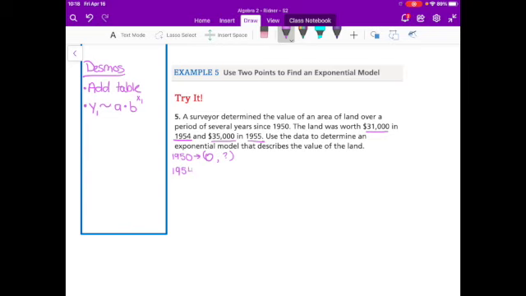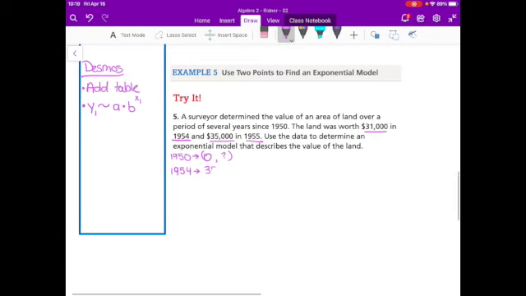But that means that 1954 is 4 years later, so the x value is 4, y value is 31,000. And then in 1955, the x value is 5. Whew, words are hard. Y value is 35,000. Those are the 2 points that we need to know.